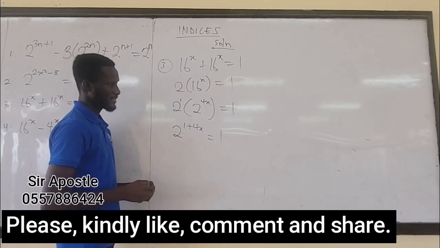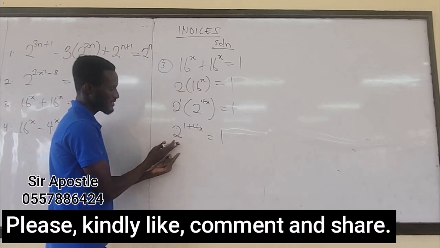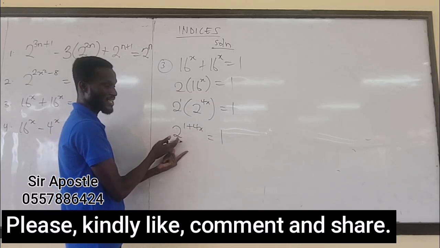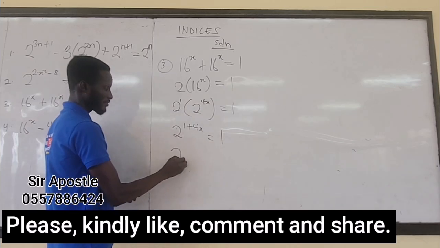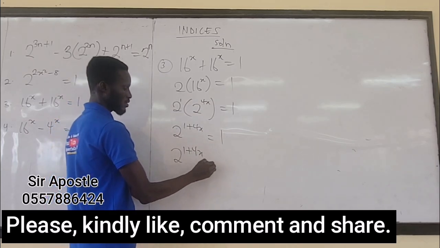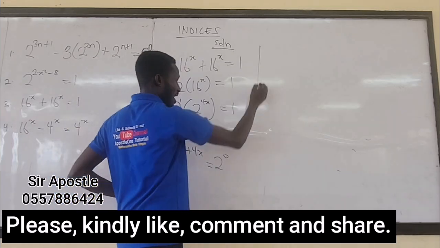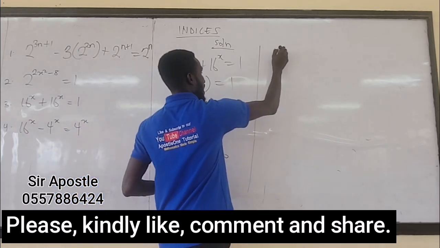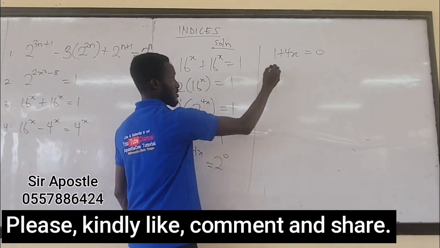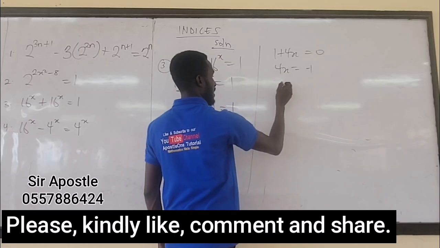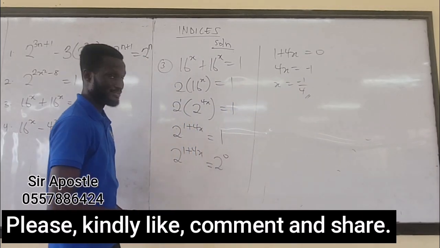Now at this point, since this one has a base of 2, I can convert 1 to base 2. 1 is the same as 2 exponent 0. So we have 2 exponent 1 plus 4x equal to 2 exponent 0. Since the bases are the same, the exponents are also the same. So I'm going to have 1 plus 4x equal to 0. Then I'll solve for x. So we have 4x equals minus 1, x equals minus 1 over 4. Just as simple as that.